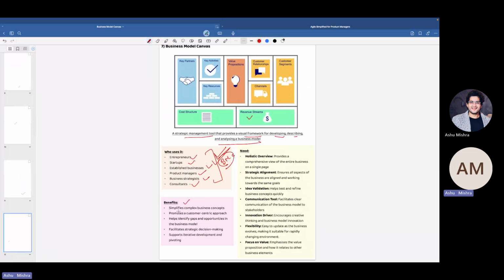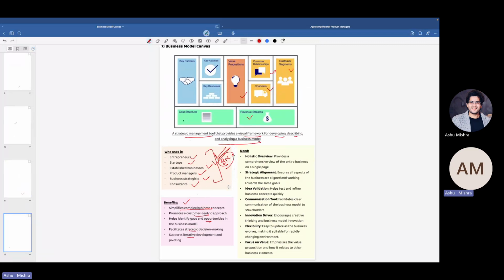Now, what are the benefits? It simplifies complex business concepts. It is encapsulating all the different elements, right? It promotes a customer-centric approach. Why? Because if you see their customer segments, relationships, channels, what is the value proposition that is being provided? It helps to identify gaps, facilitates strategic decision making, and supports iterative development and pivoting, guys.